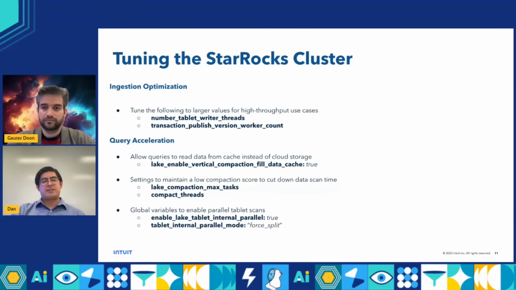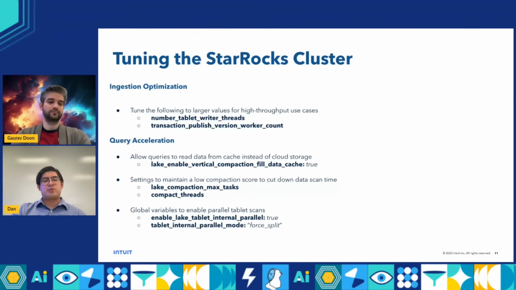And then finally, for query acceleration, there are many different avenues that we use to ensure the queries are meeting our expected SLAs. The first that we use is to enable the compaction to fill the data cache. This allows queries to use the data caches on the compute nodes instead of needing to retrieve continuously the data from S3. The next thing is about compaction. Especially with high throughput use cases, we will need to make sure that we are compacting the data at the same rate. Otherwise, scan time will cause the query latency to drop below our expected SLAs.